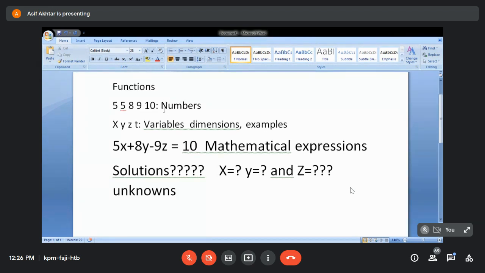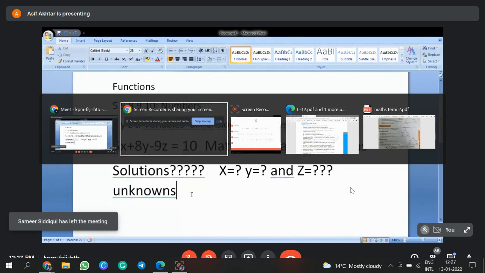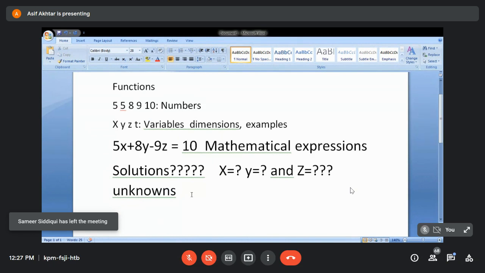So I'm repeating that we have numbers, which we all know. We combine them with variables. That results in mathematical expressions. And once we form the mathematical expressions, our job is to look for the solutions. What do you mean by solution? We want to find the value of x, y, and z, because they are nothing but the unknowns. In technical language, we are writing the mathematical expressions in a more suitable and simpler way.